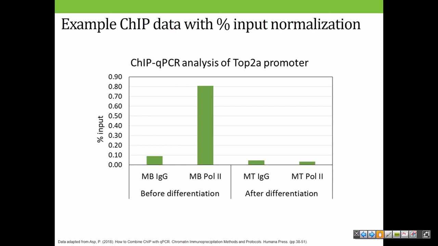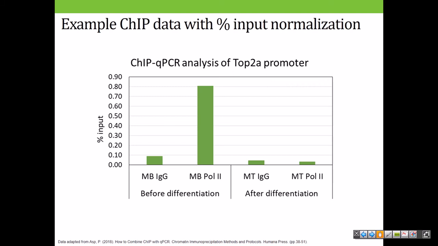So let's go to a more easily understandable graphical form. On the left, we have before differentiation cells, the first two columns, and then the second two are after differentiation. So you can see for the IgGs, both of them, before and after differentiation, they're both very low relative to a positive signal, which is the RNA polymerase 2 before differentiation. So again, this very tall bar for MB polymerase 2, this means that you were able to pull down what appears to be 0.8% of your total input. And this is what, eightfold higher than your background. So this is a significant difference.